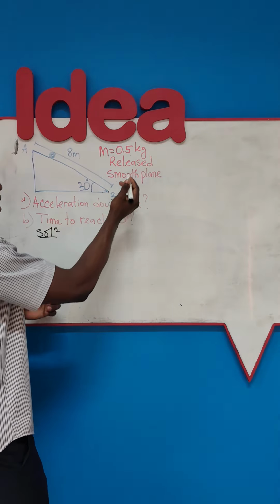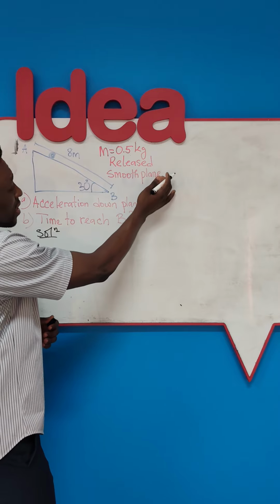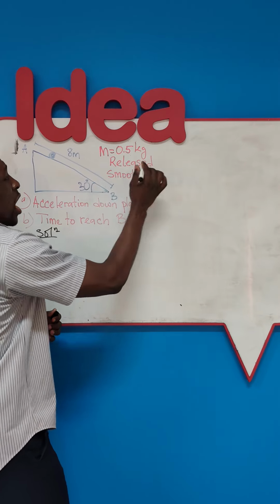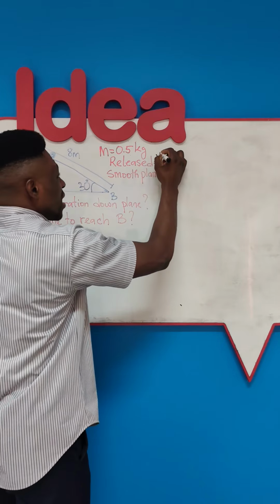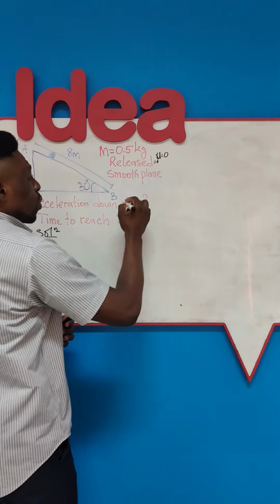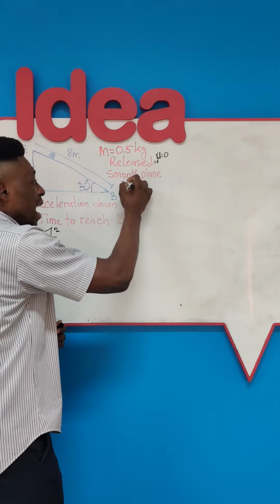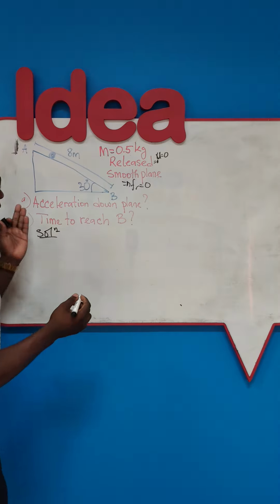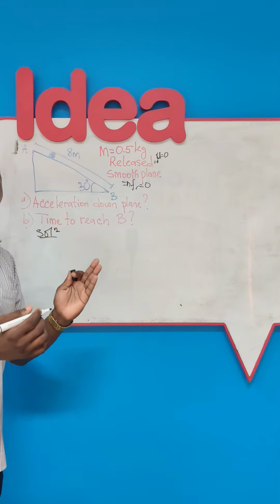The first thing is to pick out relevant information from this information. The first one here is release. Release here implies that the initial velocity u equals 0. Now smooth plane implies that there is no friction. Friction here is 0.